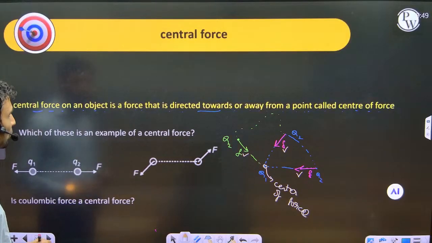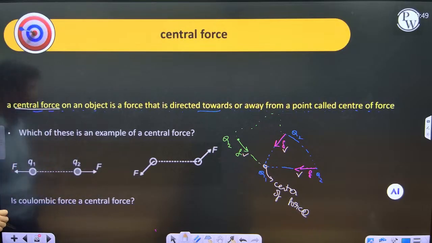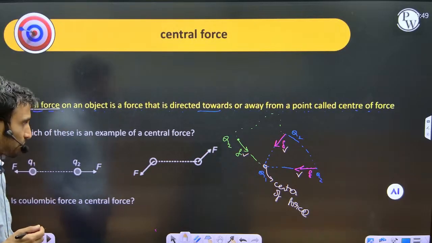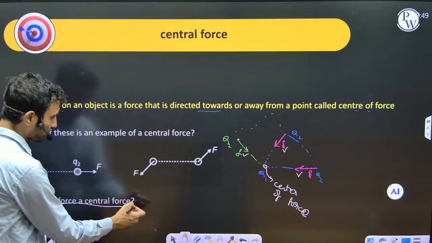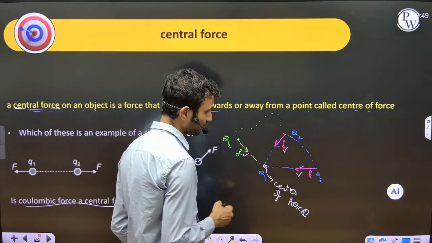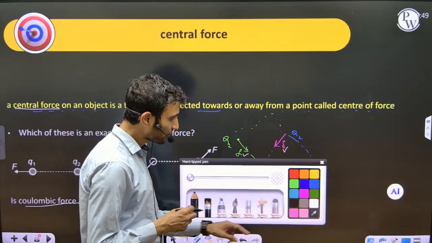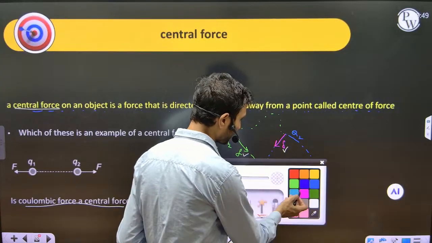Such a force is called a central force. A force which is always directed towards a point is called a central force. So is Coulombic force a central force? Yes. As you can see, the force is always directed towards a point. Now it could also be directed away from a point, let us say if there was repulsion.